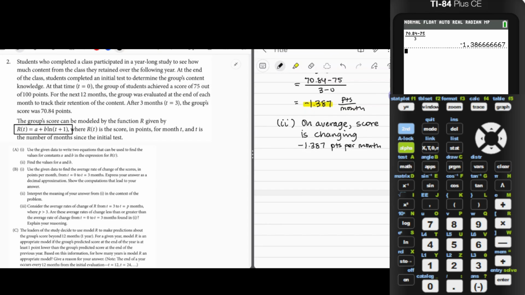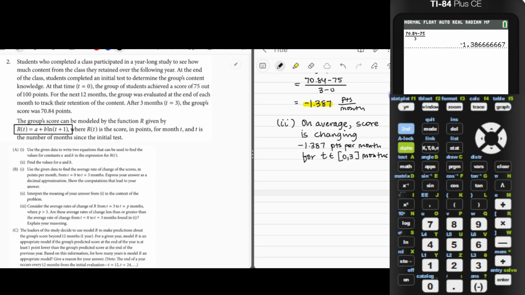And to make this answer as good as possible, I'm going to identify the time interval for t in 0 to 3 months. Okay, then, yeah, that was the interpretation. Then we're going to consider the average rates of change of R from t equals 3 to t equals p months where p is greater than 3. Are these average rates of change greater than or less than the average rates of change from 0 to 3 found in part 1?